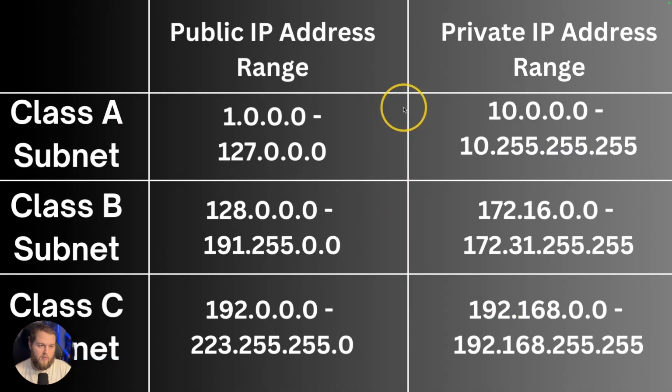Some more important points that would help you out is knowing your public IP address ranges and your private IP address ranges. So your public IP address ranges for Class A: 1.0.0.0 to 127.0.0.0. Class B is 128.0.0.0 to 191.255.0.0. Class C is 192.0.0.0 to 223.255.255.0.